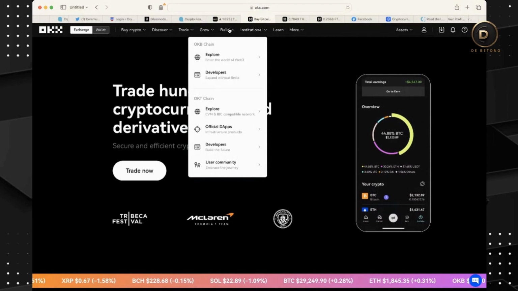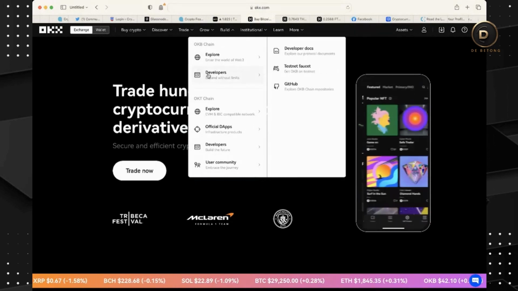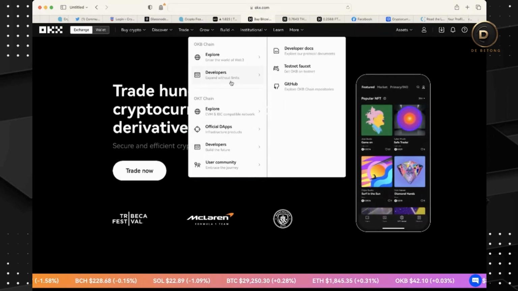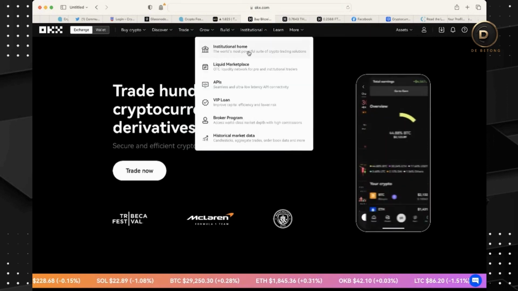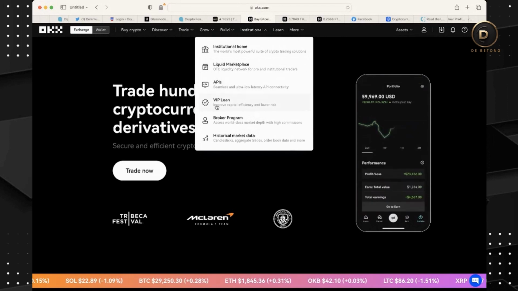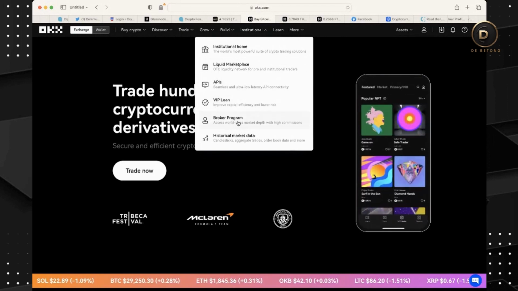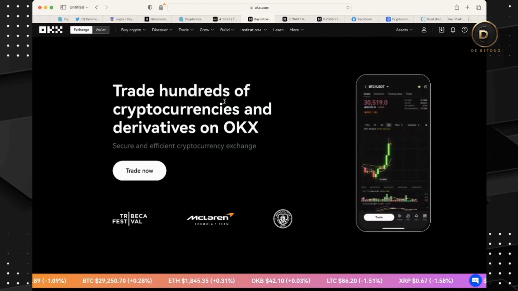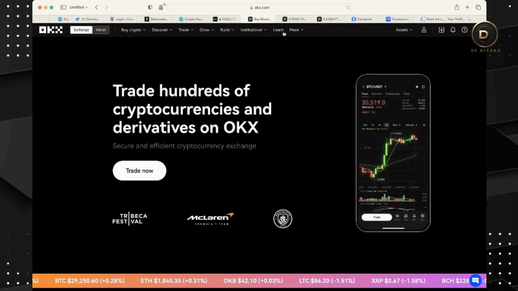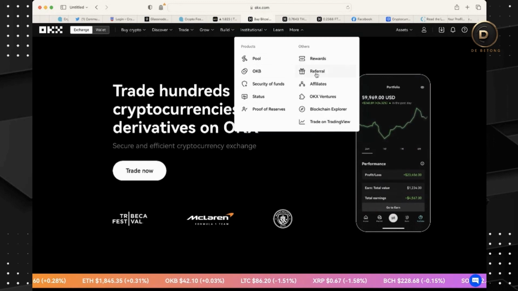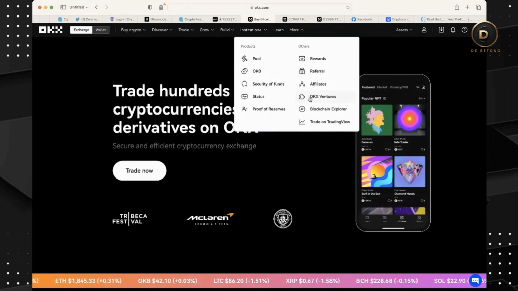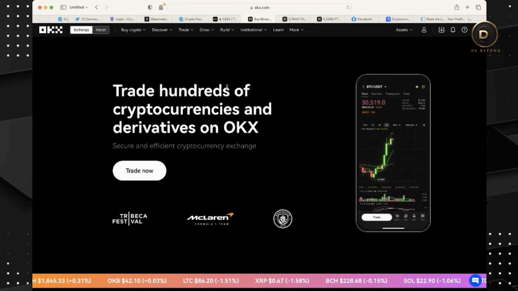Then build, you can develop, you can expand, so there's so much here for developers and also institutions. You can see liquidity home, liquidity marketplace, APIs, VIP loan, broker program. So you can see you can even get a loan here with OKX, and they also have more, like the pool, OKB, the reward, referral, affiliates, OKX Ventures. So there's so much here. This is a whole powerhouse.